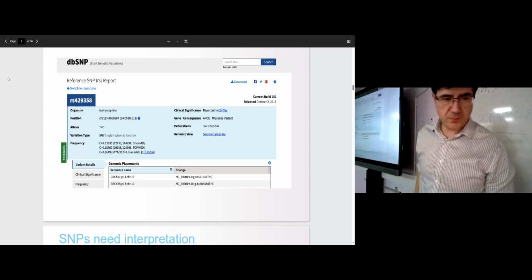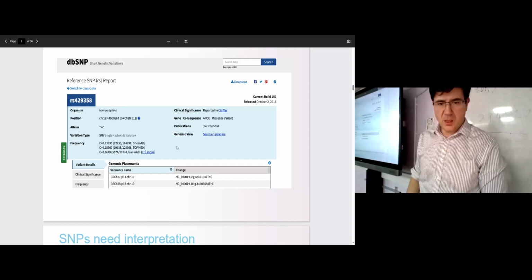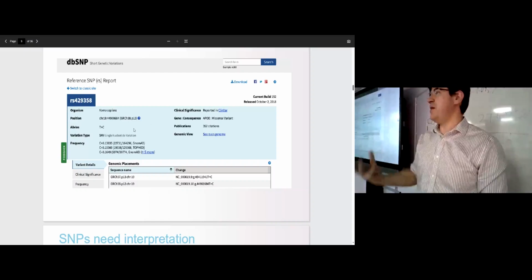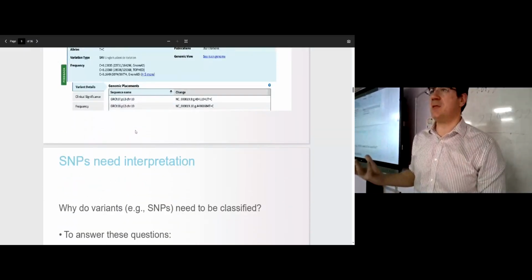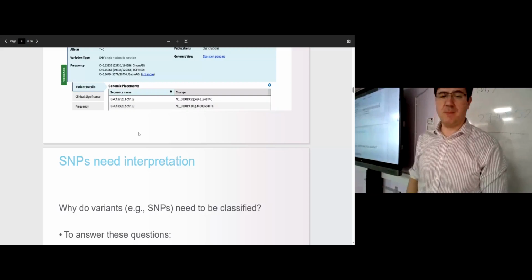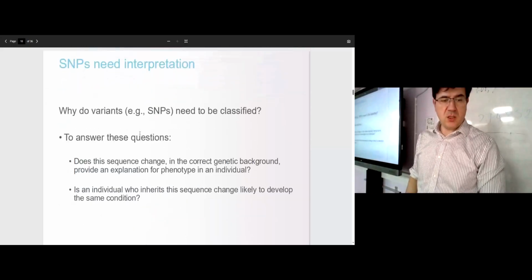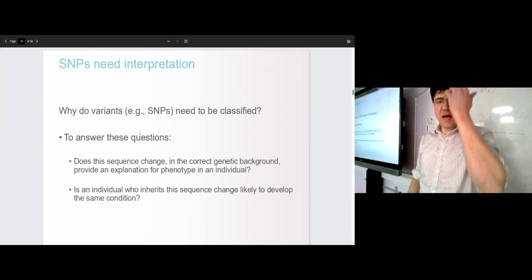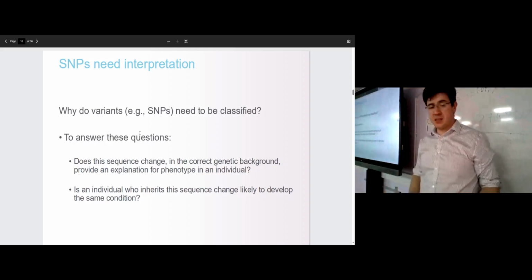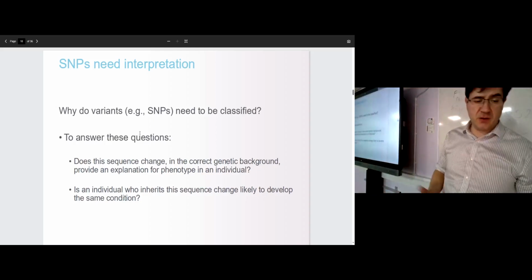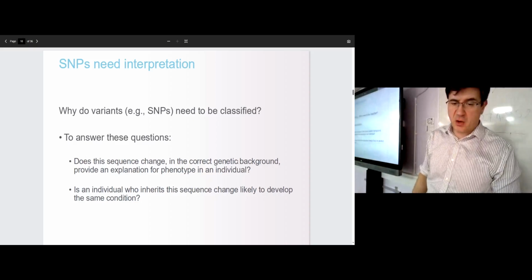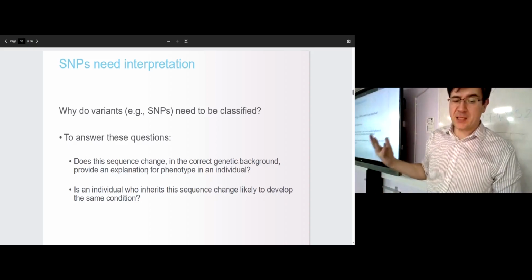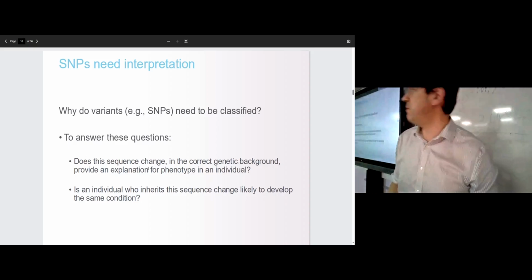So the issue is that we may find SNPs, but then we need to understand what those SNPs' function is, or what the effect of those SNPs is. So the type of question a clinician would want to ask himself or herself is, does this sequence change in the context of genetic background provide an explanation for a specific phenotype?